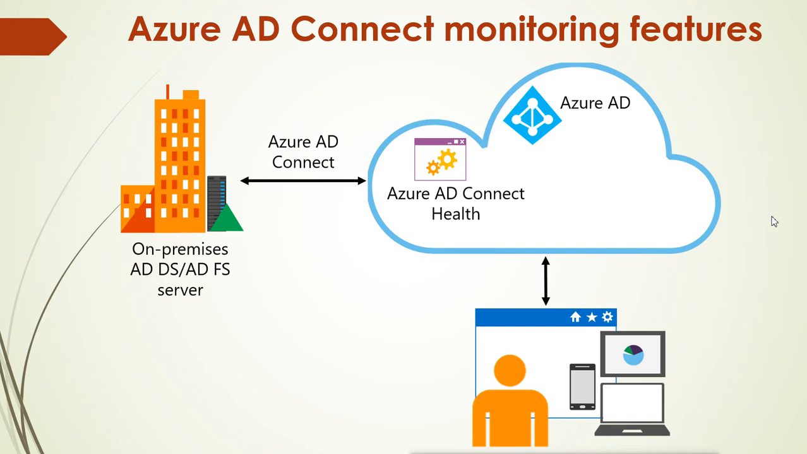Then Azure AD Connect monitoring features. We have the monitoring feature for the Azure AD Connect. So in Azure AD Connect, after installation, we get the monitoring feature also, where the on-premises ADDS and ADFS servers will be connected to Azure AD, and Azure AD Connect Health. We can check what the health is and how the synchronization is going. Is there any error or anything? We can see it here under the Azure AD Connect Health feature. This is available in the Azure Active Directory portal, where you can see the Azure AD Health also.